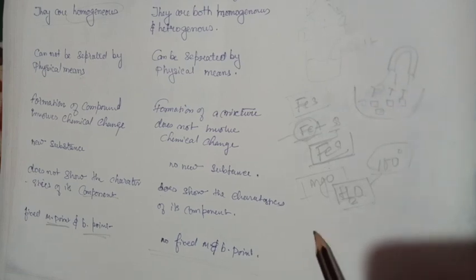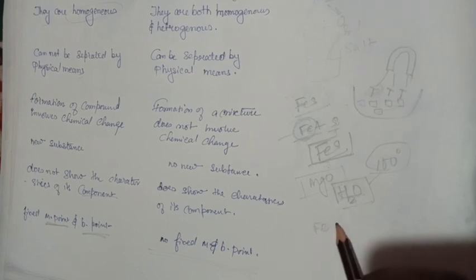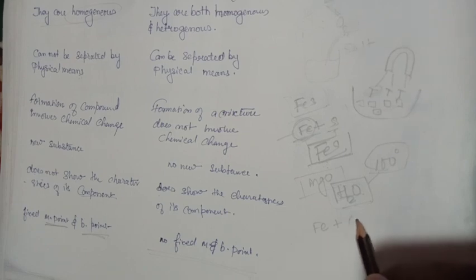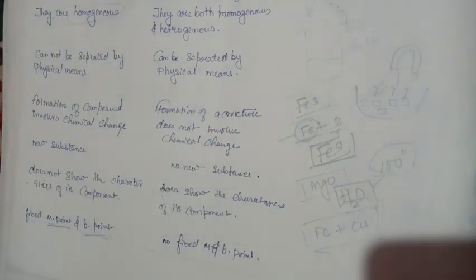But suppose we take iron and copper, these two have two different boiling points and two different melting points. So this is the basic difference between compounds and mixtures.